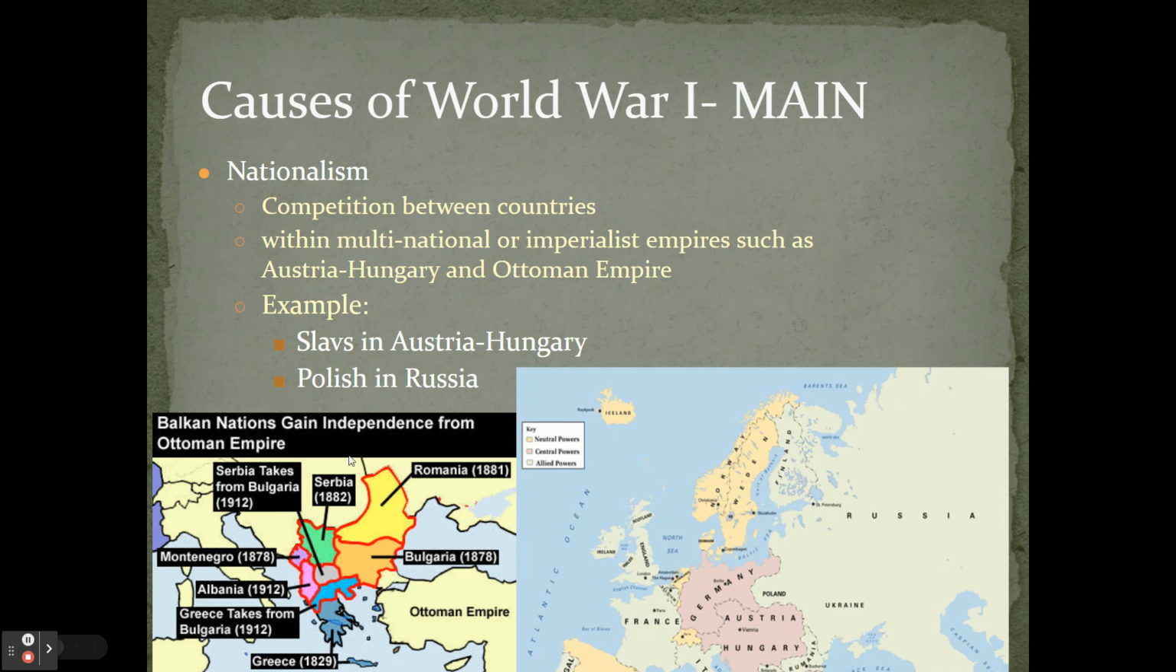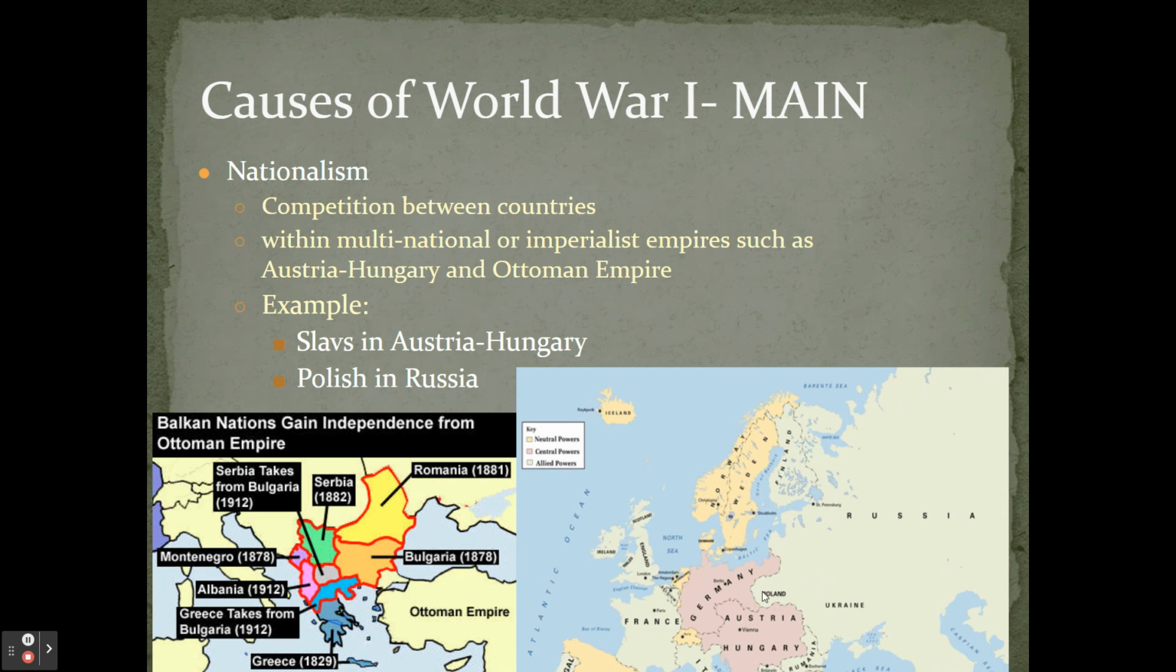Some of them are part of Austria-Hungary in the north. A lot of them are part of the Ottoman Empire. And those groups want to have their own nation for their own people. And so they're kind of disgruntled, and that plays into the war.